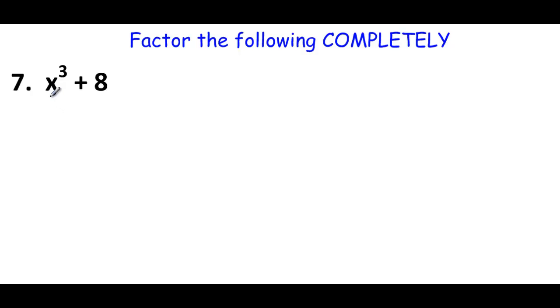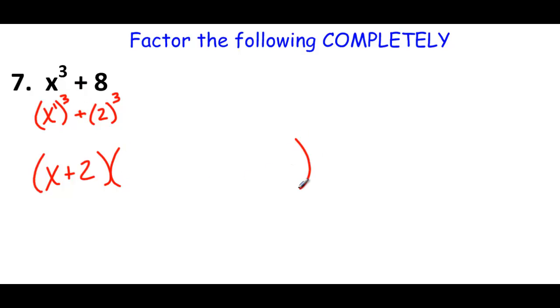Well, I can break this down into something cubed. So this is x times x times x, so x to the first cubed. This is 2 times 2 times 2. So now I have the sum of 2 cubes. So how do we factor that? Well, what I do is I break it down first just to give me an idea of what my a value and my b value would be if I look at my formula. And this is going to be an x plus 2. And the reason it's a plus sign is because it's a sum.